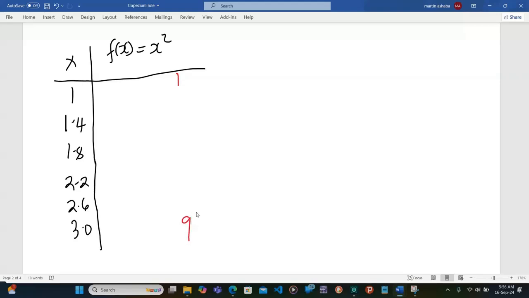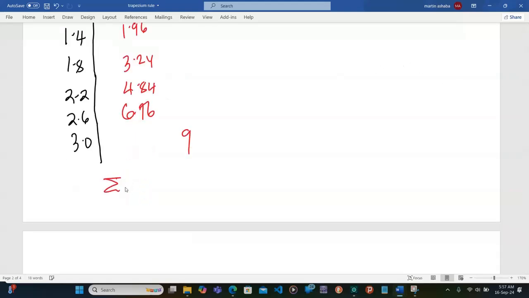So we start now putting 1.4 squared. What will that be? This gives us 1.96. Then 1.8 squared, we get 3.24. Then 2.2 squared, we get 4.84. Then 2.6 squared, we get 6.76. And that's all. Then we sum.